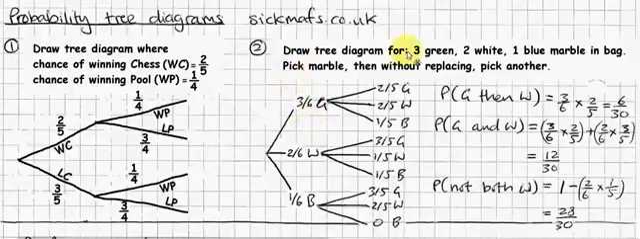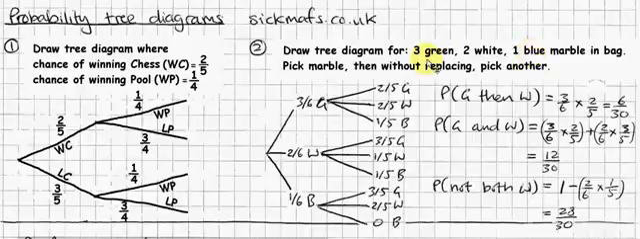We're going to draw a tree diagram. We've got 3 green marbles, 2 white marbles, and 1 blue marble in a bag, and we're going to blindly, without looking, pick a marble. Then, this is important, without replacing it, I'm going to pick a second marble. Okay, so this is how it works. There are 3 different things that could happen. I could either pick a green, white, or blue.